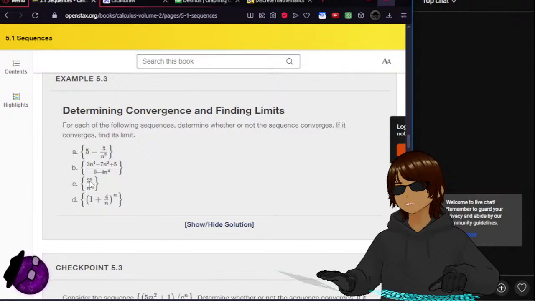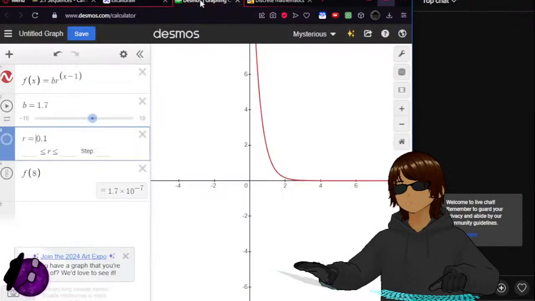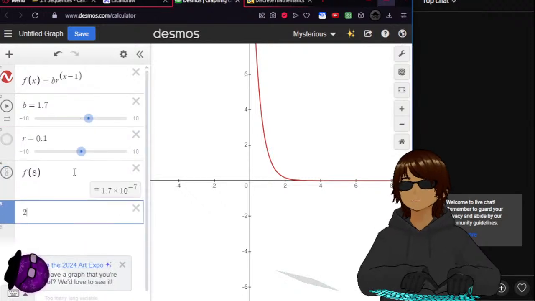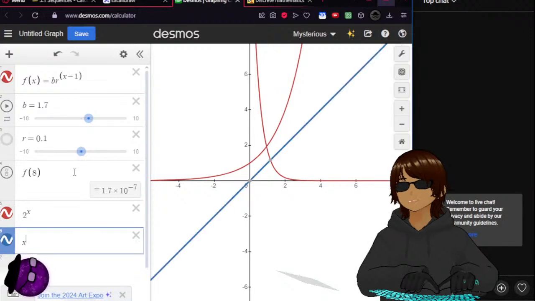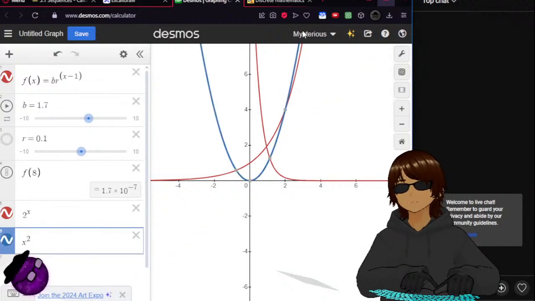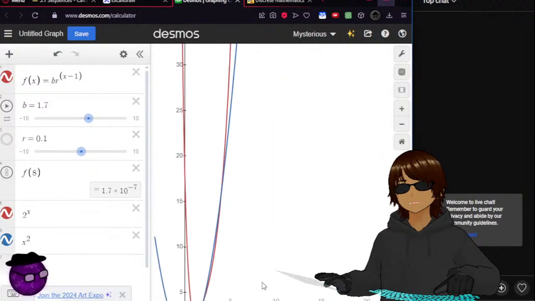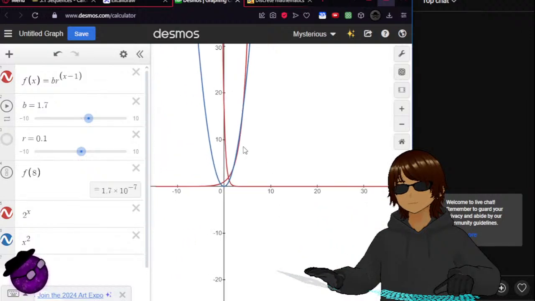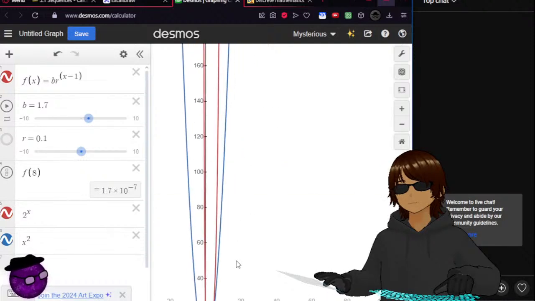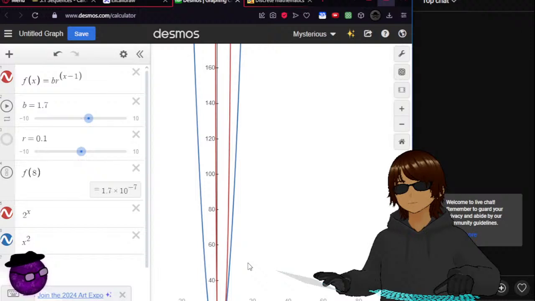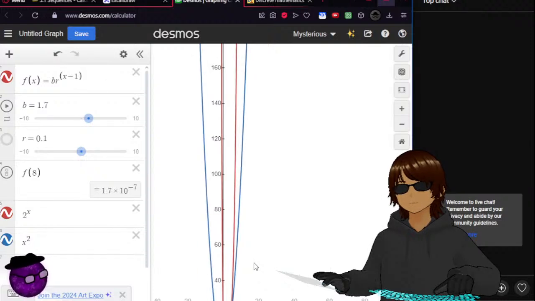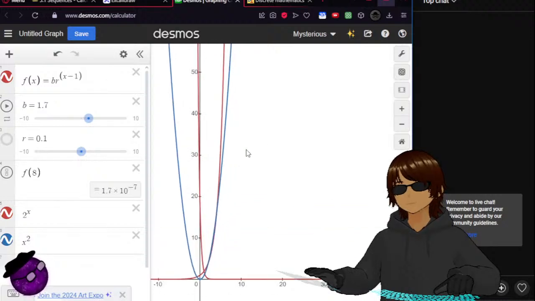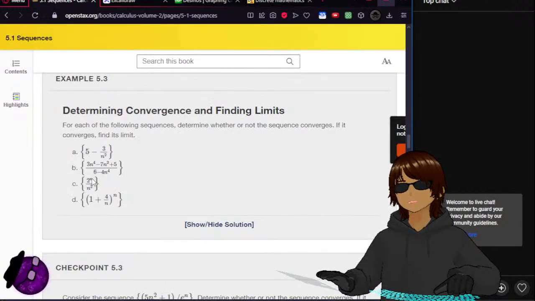As for 2 to the power of n over n squared, 2 to the power of x over x squared. 2 to the power of n grows larger, right, than n squared. So it will go towards infinity.